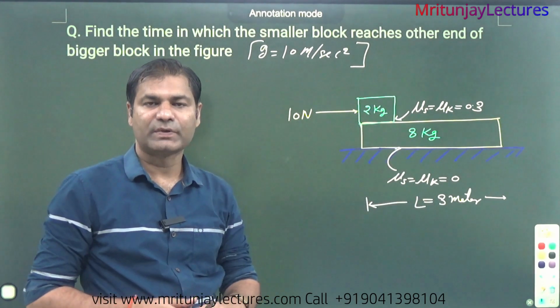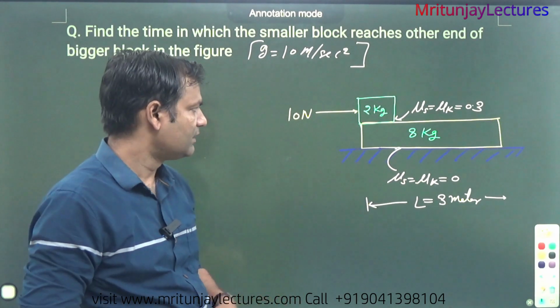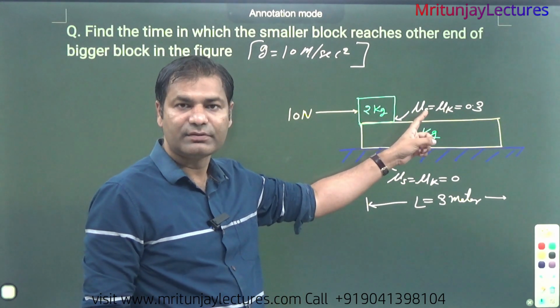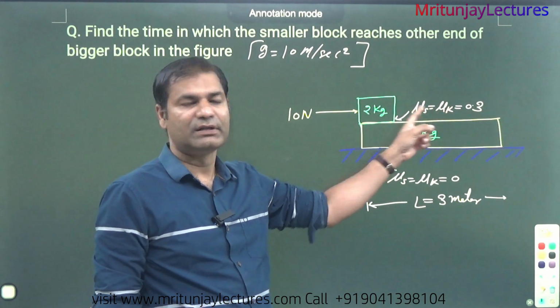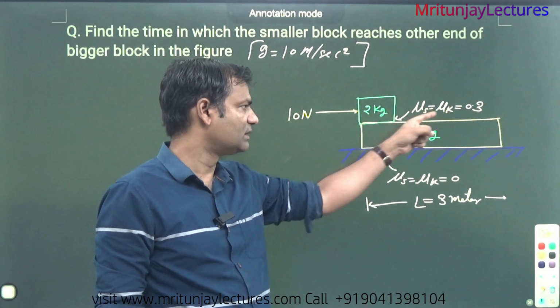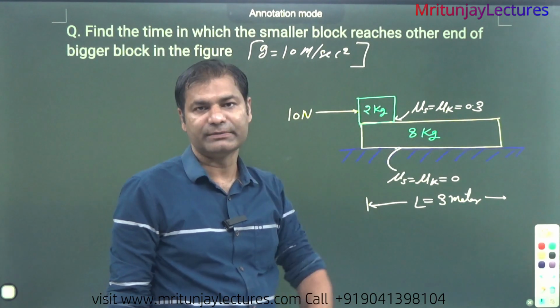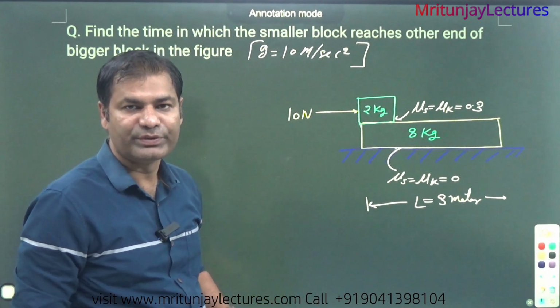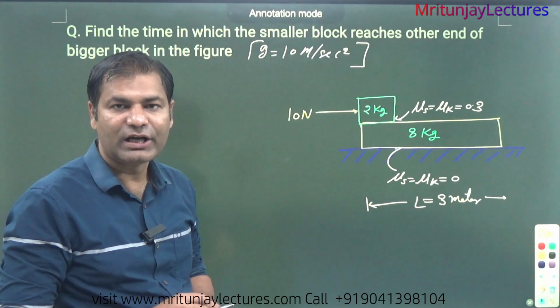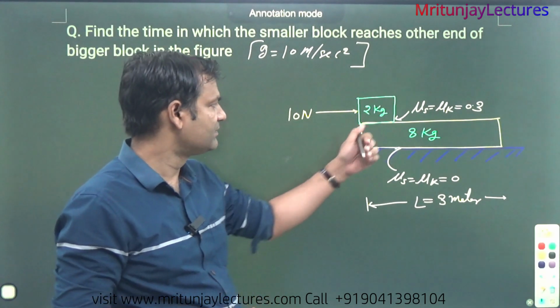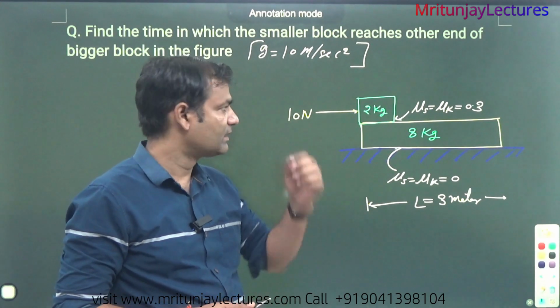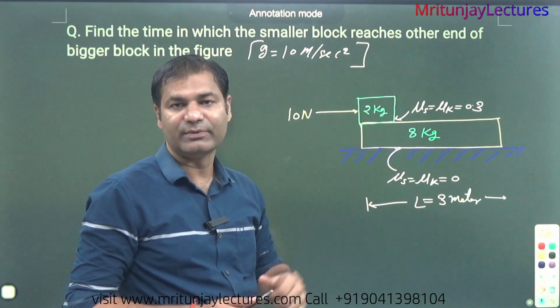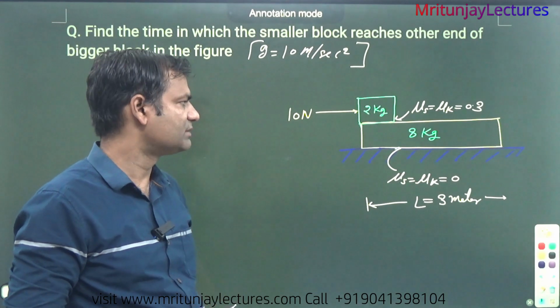Now, the coefficient of friction, the coefficient of static friction and the coefficient of dynamic friction given corresponding to these two blocks, that is in between, that is 0.3. Okay, the coefficient of static friction and the coefficient of dynamic friction are the same, corresponding to these two contacts, the 2 kg and 8 kg blocks.